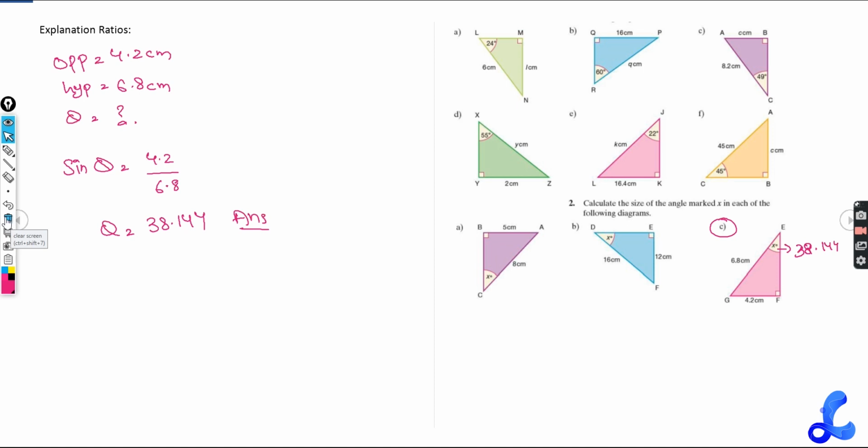Next topic that we're about to come to are the sine rule and the cos rule. Oh, they are a bit tricky. So let's go on to our next video.